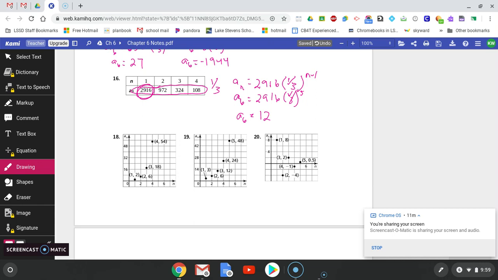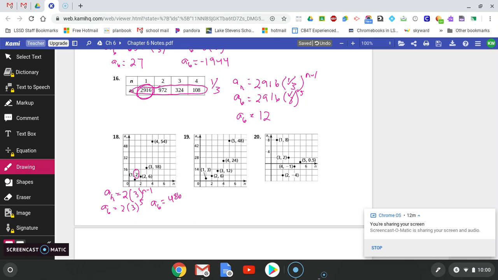If you're looking at the 18, 19, and 20, these are the same thing, only now they've given it to you in graph form. You're still identifying your first term. So my first term is when x is 1. To go from 2 to 6 to 18 to 54, I'm multiplying by 3, so my r is 3, which means that a sub n is equal to 2 times 3 to the n minus 1 power. If you're finding the sixth term, you're plugging in a 6, so you'd have a sub 6 is equal to 2 times 3 to the 6 minus 1 power, which is to the fifth power. And when I do that, I get that the sixth term is 486.